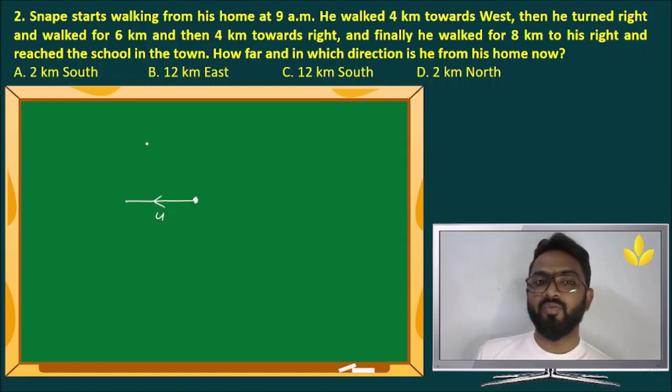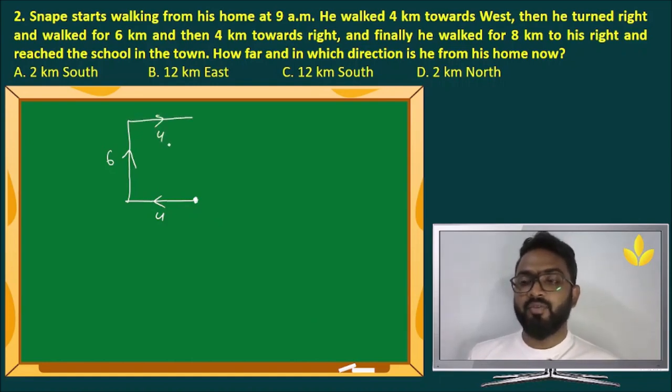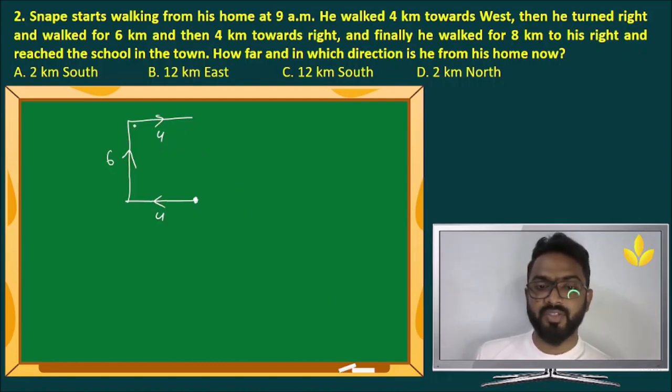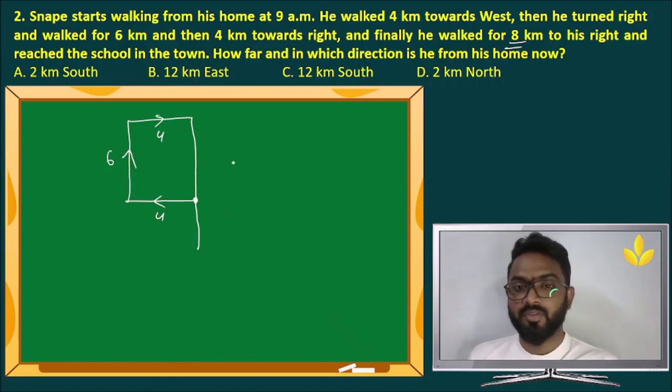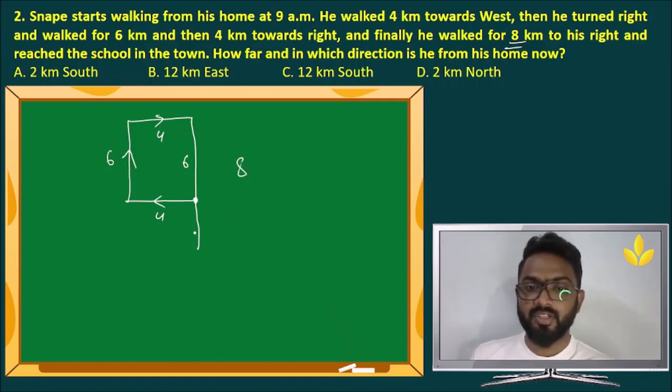Then he turned right and walked for 6 kilometers. Right is up. He's facing this side, so right is definitely up. So he turned right and walked for 6 kilometers. And then 4 kilometers towards right. Again 4 kilometers towards right over here. And finally he walked for 8 kilometers to his right. So he's facing the right side, so his right will be down. How many kilometers? 8 kilometers. So from there 8 kilometers down. This whole thing is 8. This much is 6. So this much will have to be 2.